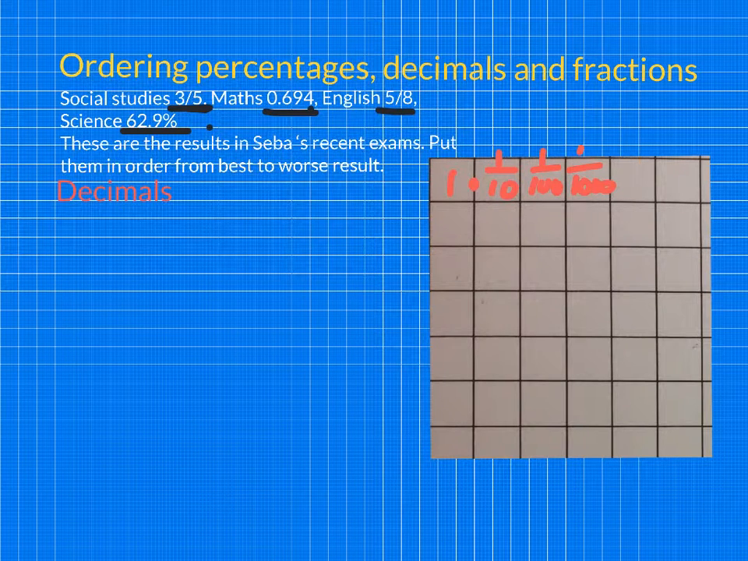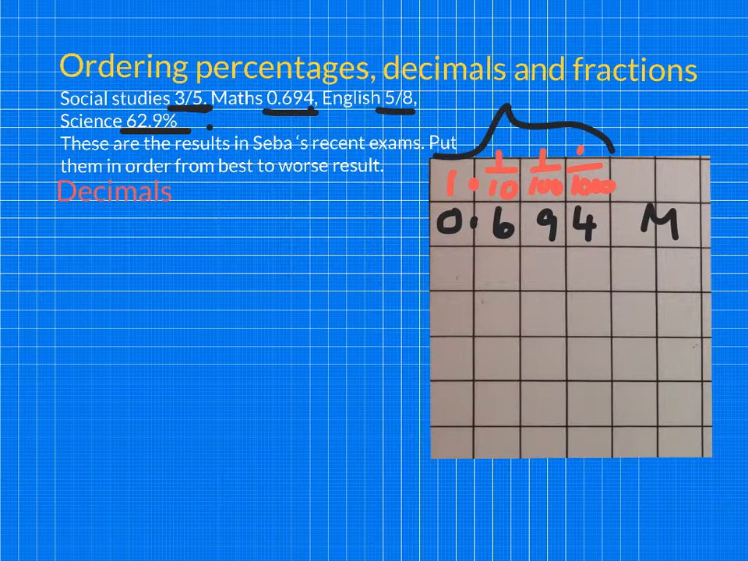The form that's easiest to compare them with will be decimal. So we've set up our headings here for the decimal place value as far as we've gone up to the units, tenths, hundredths and thousandths. And we can start by putting our maths result in there because it's already a decimal. 0.694, and that's our maths result.